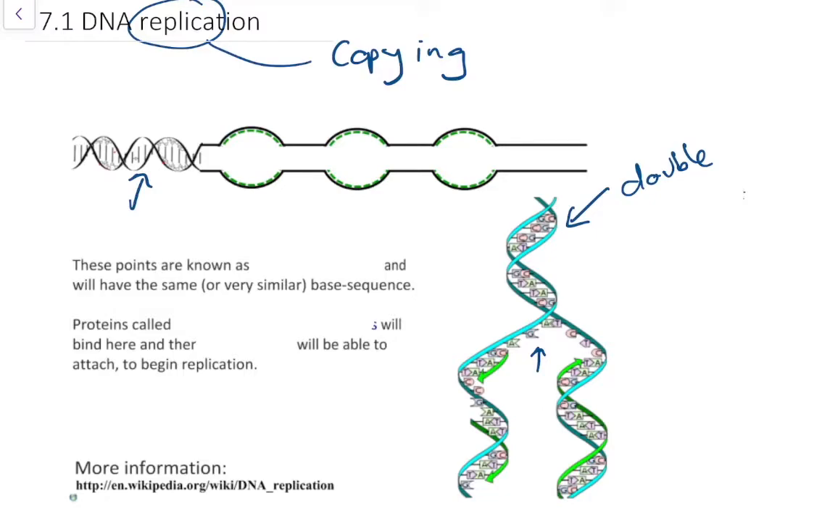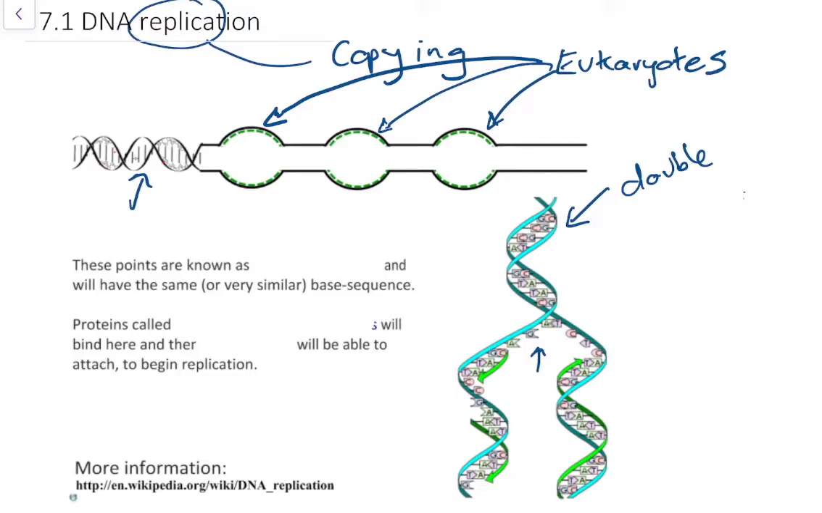And what happens with DNA replication in eukaryotes is we start this copying at multiple points. It doesn't just start at one point and go all the way along. It starts at multiple points of replication. These points are known as origins of initiation. And there are lots of protein complexes which are going to bind to the DNA, including one of the enzymes that we'll look at, DNA helicase, it's going to unwind the DNA and it's going to start to copy it.